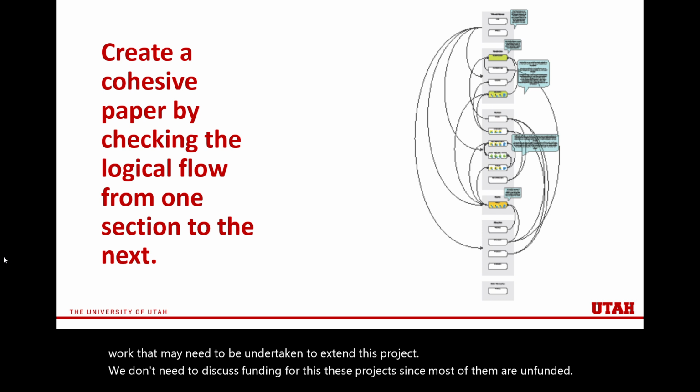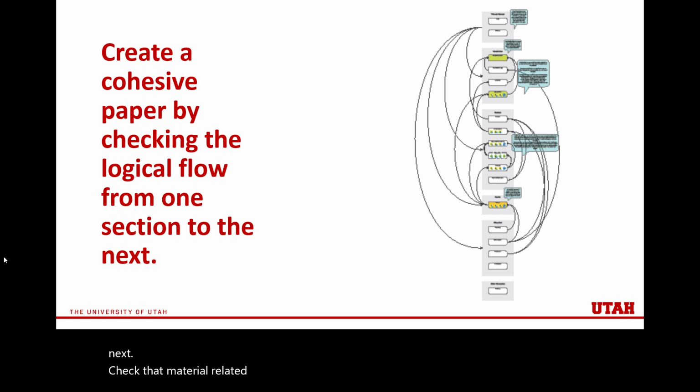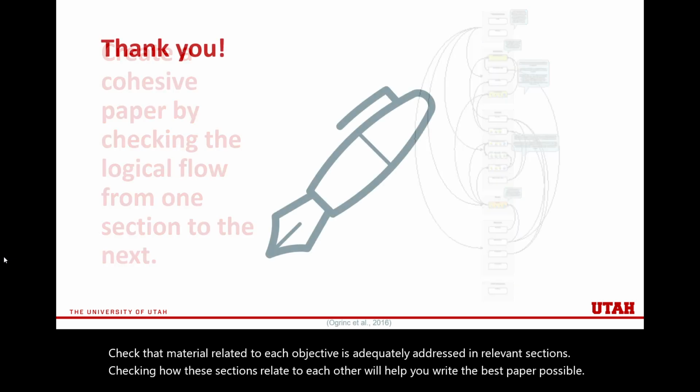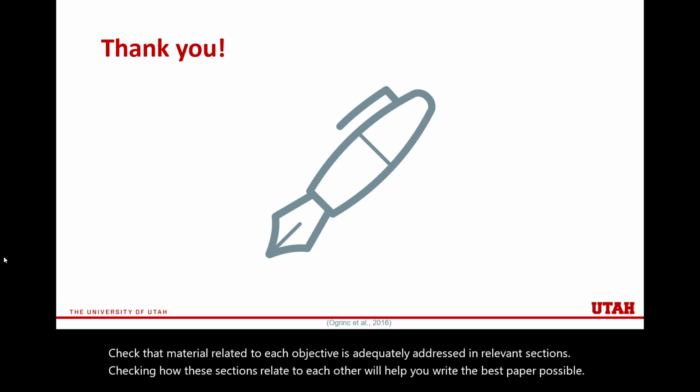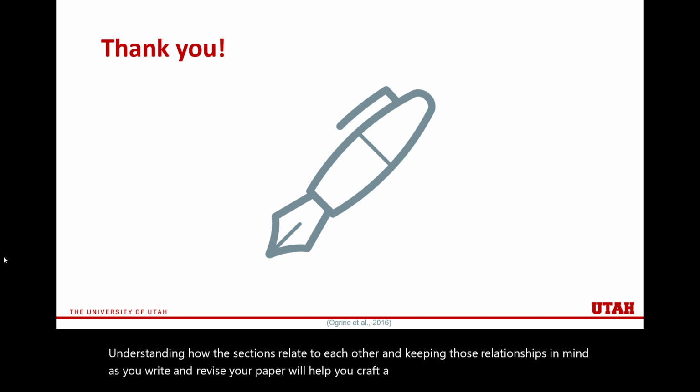Create a cohesive paper by checking the logical flow from one section of the paper to the next. Check that material related to each objective is adequately addressed in relevant sections. Checking how these sections relate to each other will help you write the best paper possible. Understanding how the sections relate to each other and keeping those relationships in mind as you write and revise your paper will help you craft a more cohesive report.